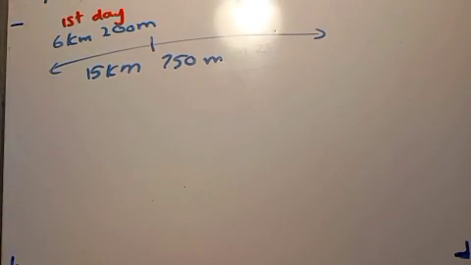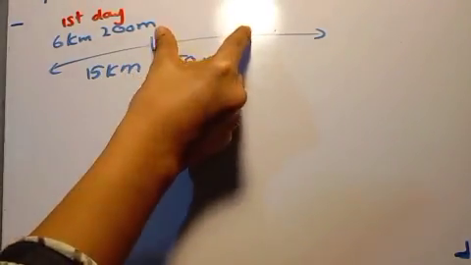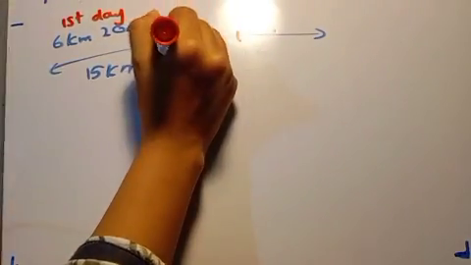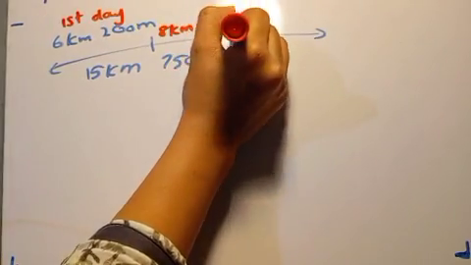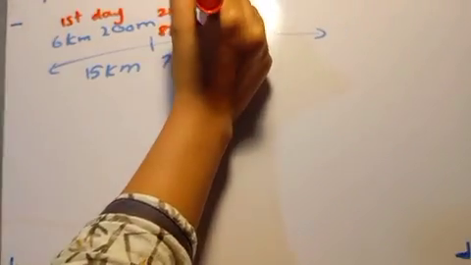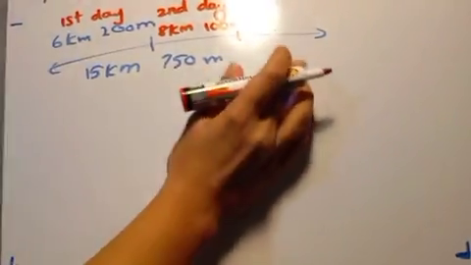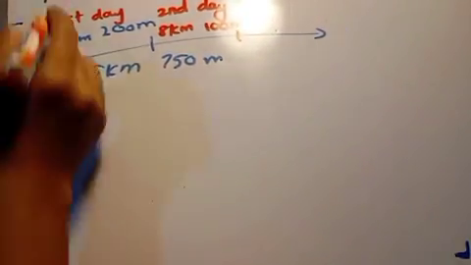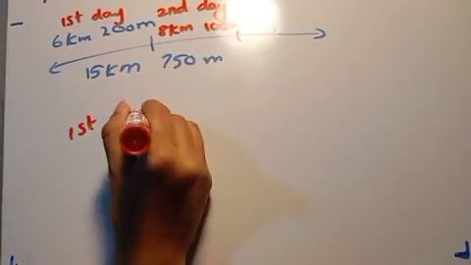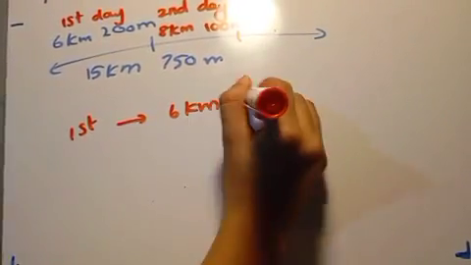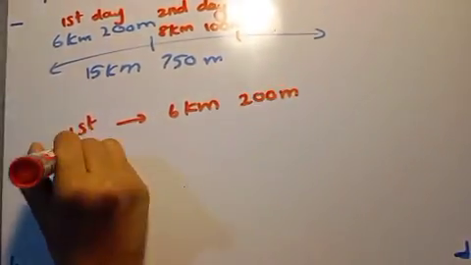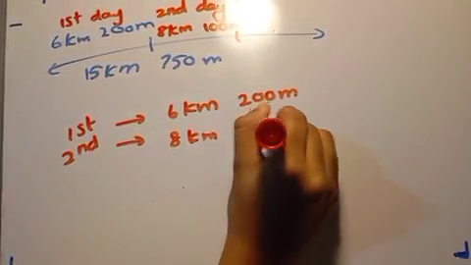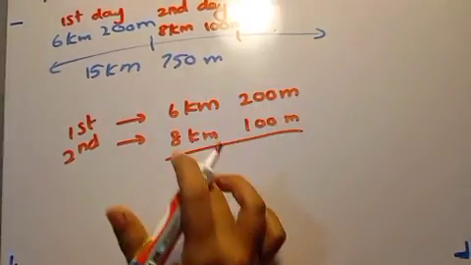And on the second day, he has supervised 8 kilometers and 100 meters. Then the question is, what is the total distance supervised on both days? First day he has supervised 6 kilometers and 200 meters. Second day he has supervised 8 kilometers and 100 meters. What is the total length that he has supervised?